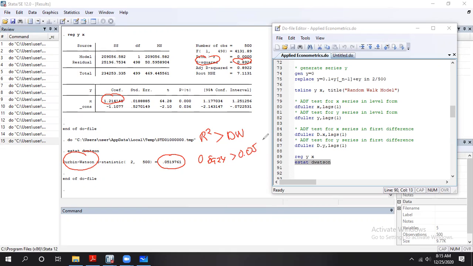If this happens when you use time series and you regress, and the R square is very large compared to the Durbin-Watson, maybe this regression is spurious. So this is why we need to be very careful when using time series data, because we are afraid that the result will lead to spurious regression.